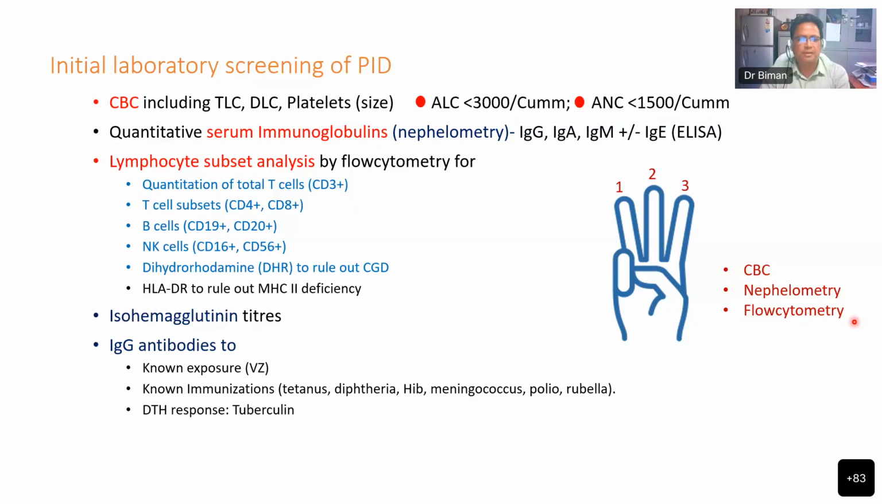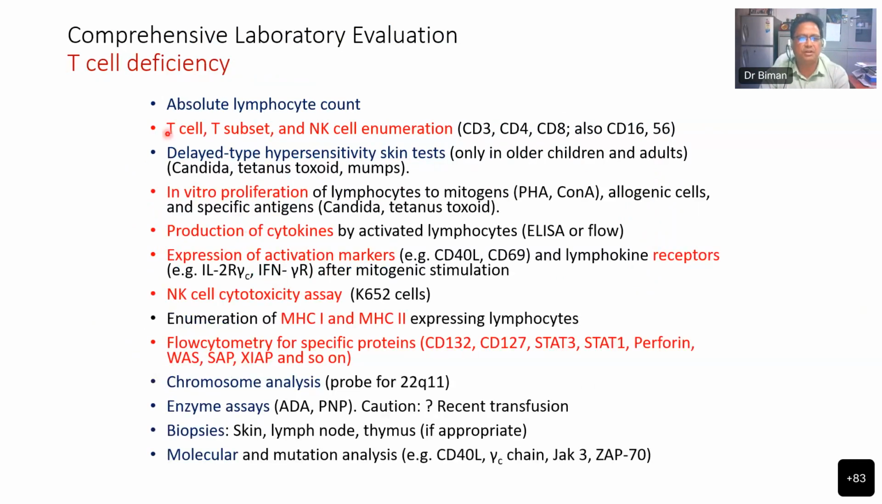Okay. So for T cell deficiency, you would look at the T cells, obviously lymphocyte count, and T cell subsets and NK cell enumeration. And you can do in vitro proliferation assays. You can do NK cell cytotoxicity assays. But flow cytometry will give you most of the answers in whatever T cell defect you are suspecting.